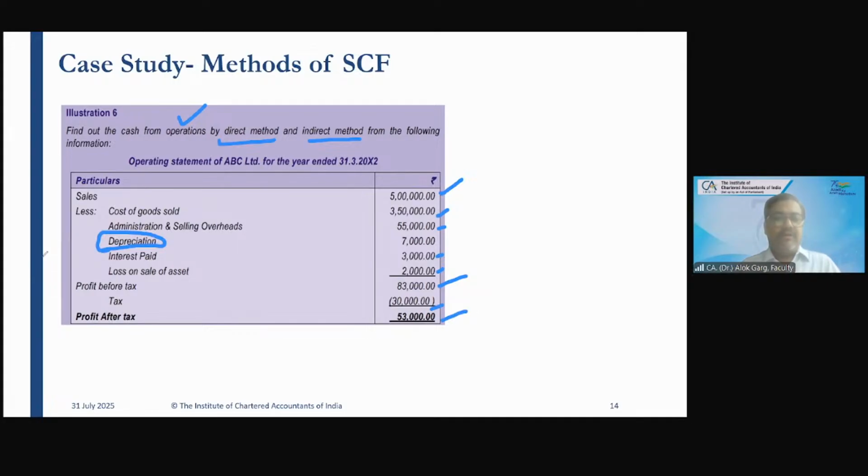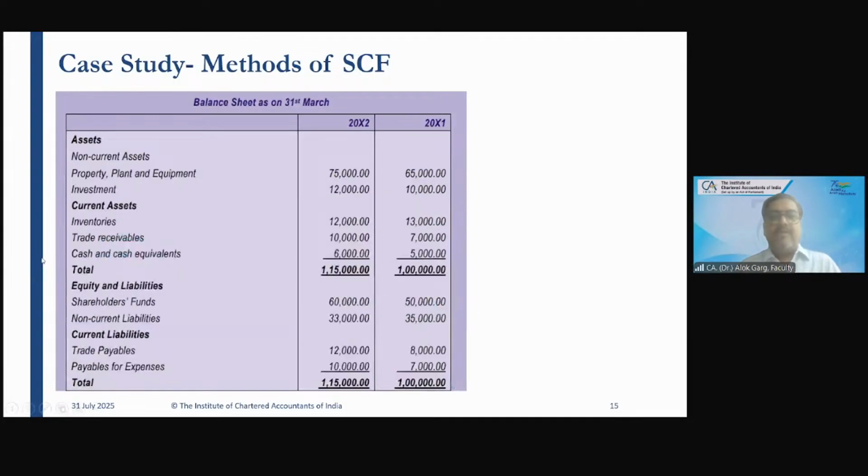Okay. Then what is given further? The balance sheet is also given, right? How will you prepare your cash flow statement? All the line items of the balance sheet and P&L should be ticked. Why P&L? To identify the non-cash items and the non-operating items. So the P&L is given and the balance sheet is also given. PPE was 65,000. It becomes 75,000. Investment from 10 to 12.